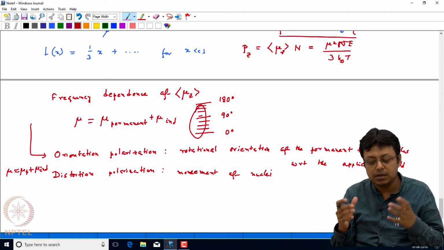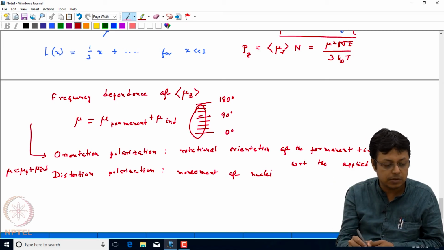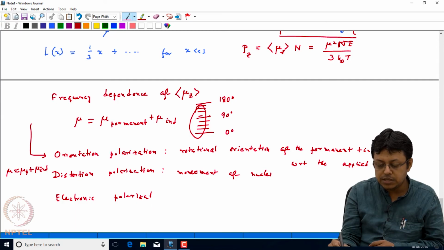So, the only polarization that will survive is because of the movement of electrons, because the movement of electrons is very fast. So, we will see basically electronic polarization, which is due to the movement of electrons.